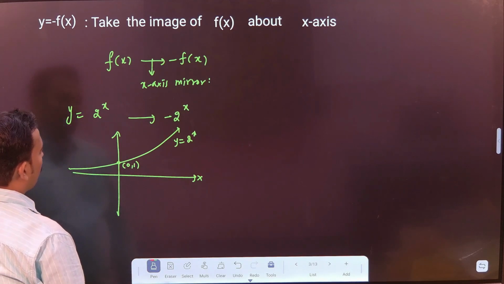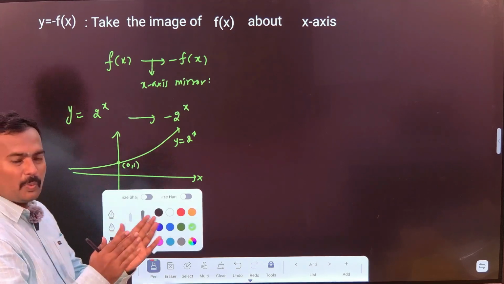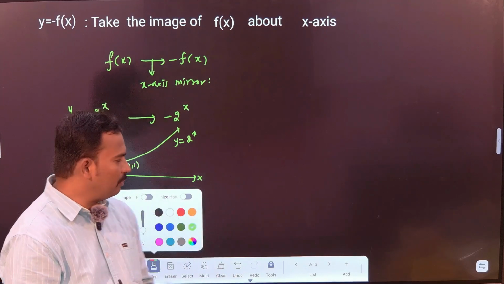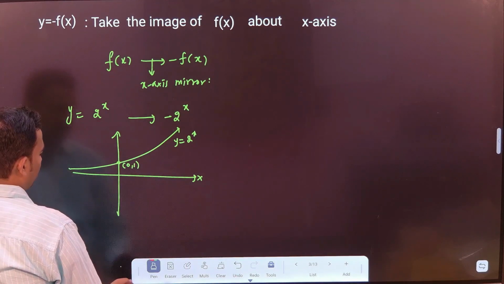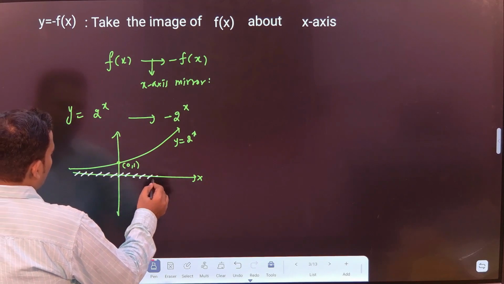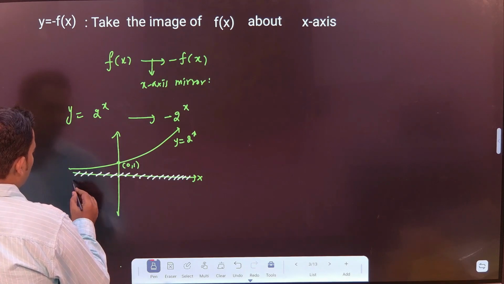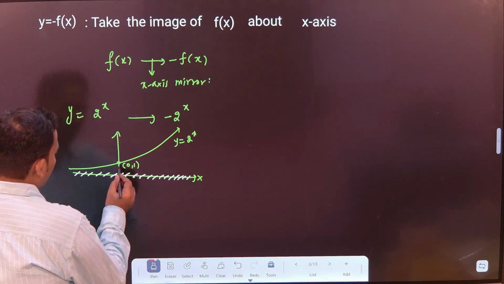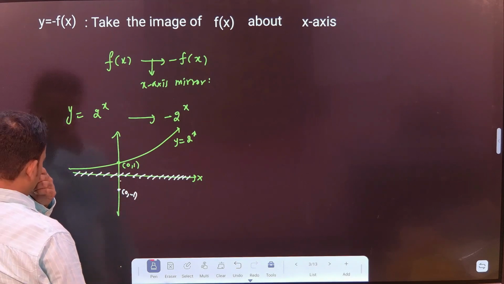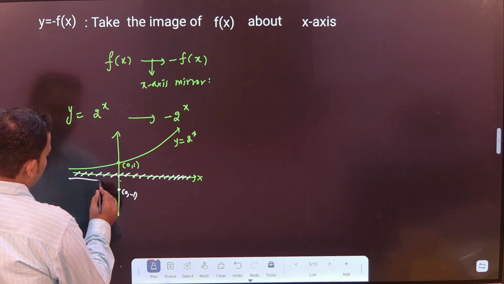Then how to draw the graph of minus 2 power x? Very simple. Whatever the output value of 2 power x is, when you take the negative of it, it is the complete negative of the output value, right? So you can see here, students, you have to take the x-axis as the mirror. f of x changes to minus f of x. Then how will it be? This will be 0, minus 1, right? Reflected, okay, so this will be like this.